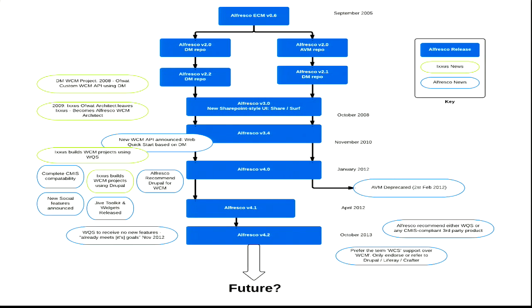So this diagram that I've stolen from one of my colleagues shows the history of where web content management has gone. At the top we've got Alfresco being released initially, and then around the time of Alfresco 2.0 being released, we've got the AVM coming in. The AVM was a repository that a lot of people used to deliver web content. People would build applications on top of the AVM, enabling them to deliver content to end users. And then side by side with that, we have the document management repository, which we typically use inside Share today.